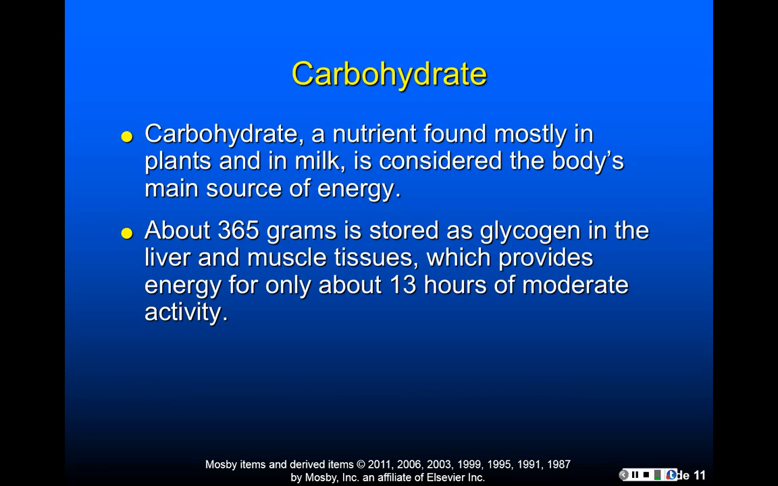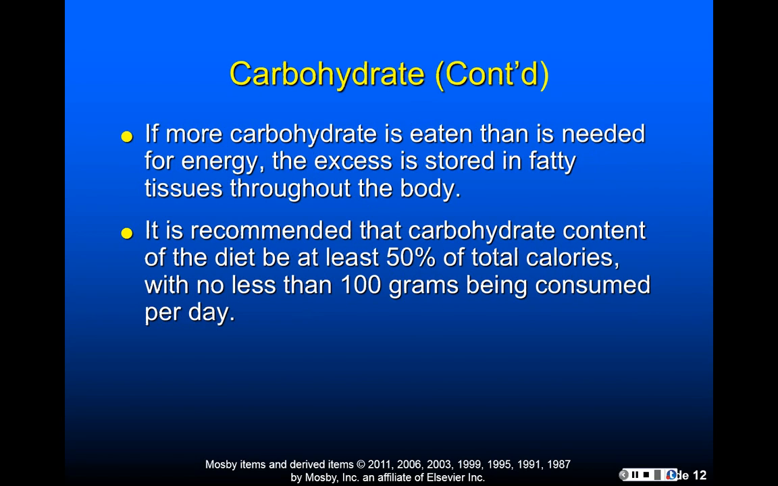Carbohydrates, which are mostly found in plants and in milk, are considered the body's main energy source, with about 365 grams stored as glycogen in the liver and muscle, and providing energy for about 13 hours of moderate activity. If energy levels are adequate, excess carbohydrate is stored as fat.